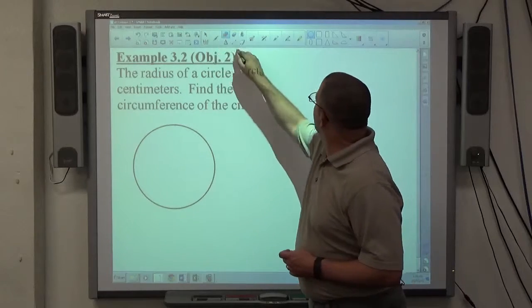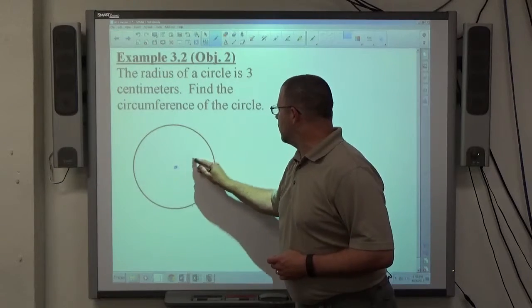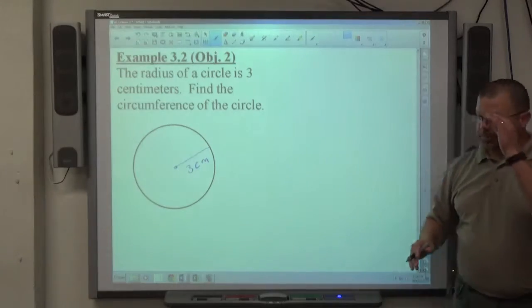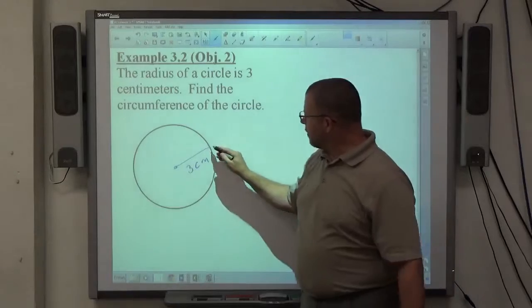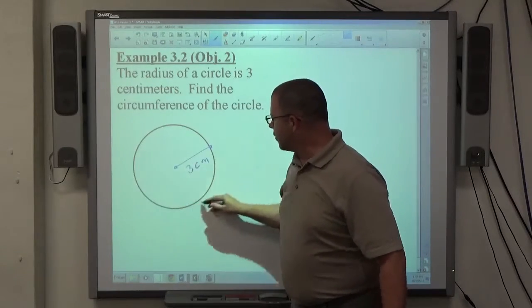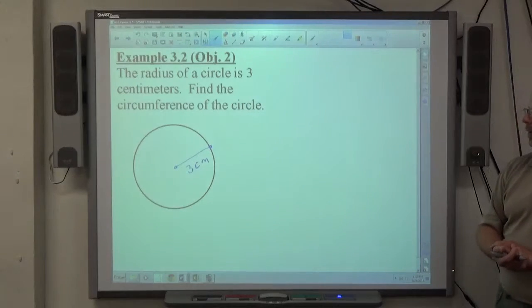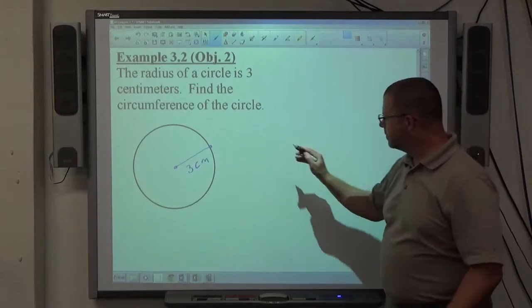So if I'm looking at this circle here with a radius of 3 centimeters, you don't have to draw the circle to do this problem. But circumference is, if I'm standing here and I walk all the way around the circle to here, how far did I go? It's a distance I'll measure. And circumference is the only perimeter type thing that uses a formula.